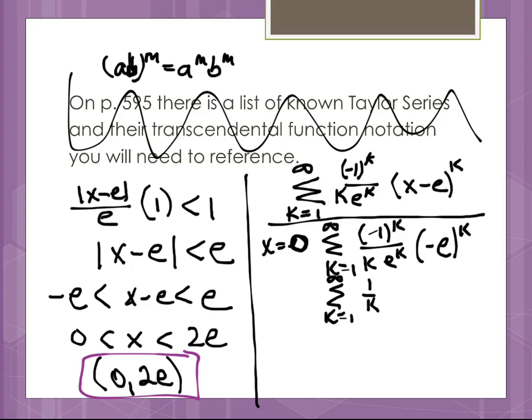So the negative 1 to the k and the negative e to the k will become e to the k, just like Micah said, which will reduce with the e to the k in the denominator. And now this is a harmonic series. So this is harmonic, so it diverges.